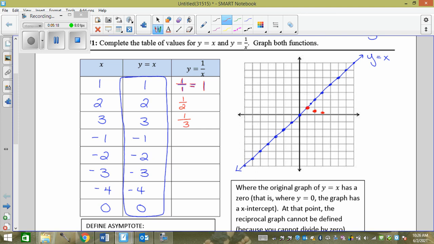Now what if I do -1? Instead of being -1 and -1, it's going to be -1 and 1 over -1, which is -1. So it actually stays the same there. -2 becomes 1 over -2, or -0.5. So now I'm at -2 and -0.5.